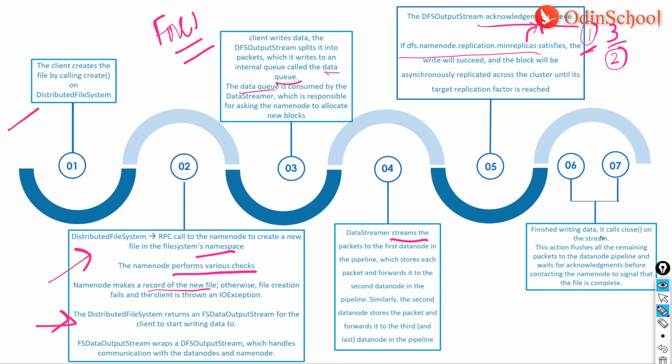Once you are finished writing the data, it will close the connection to the stream. Whenever you are closing, this action flushes out all the remaining packets to the data node pipeline and waits for the acknowledgements before contacting the name node to signal that the file write is complete.